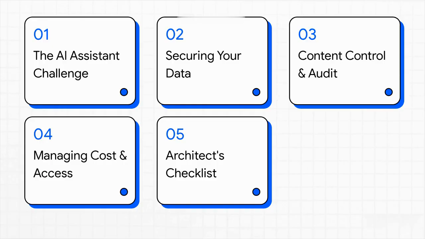So here's our game plan. It's all practical, no fluff. We'll start with the AI assistant challenge itself, then we'll dive into the three big pillars of governance: securing your data, controlling content, and managing costs and access. And then we'll wrap it all up with a handy checklist you can take right back to your team.